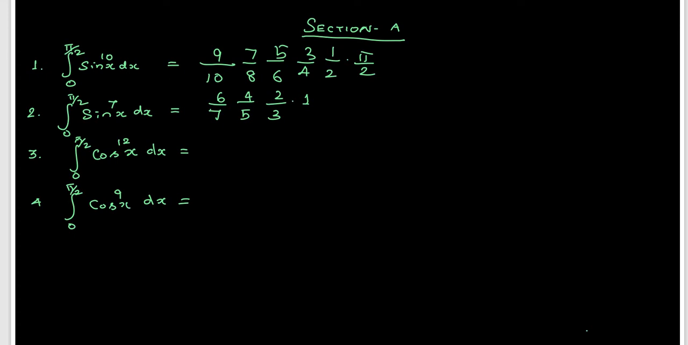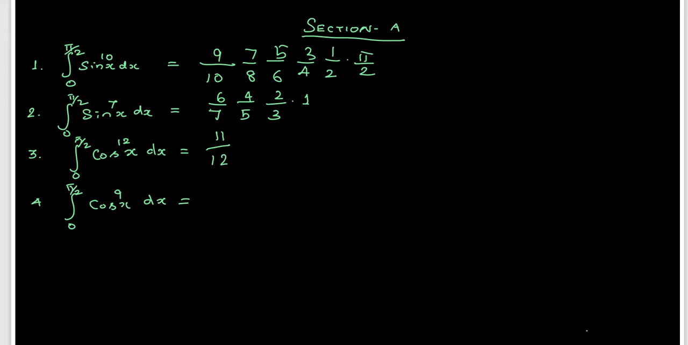In the same way for cosine also. You have 12. So 12, countdown: 12, 11. But remember the index, whatever you have, it should first be put in the denominator. That alone is to be remembered. And then you count down.